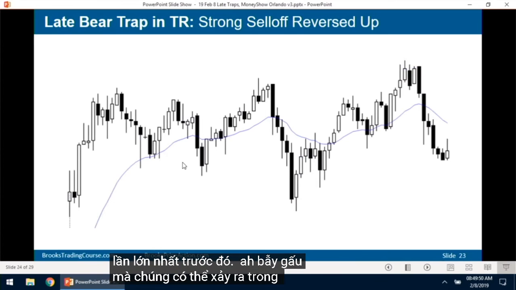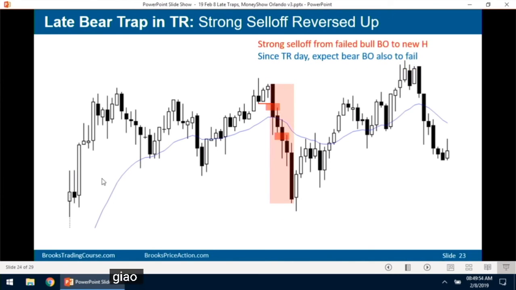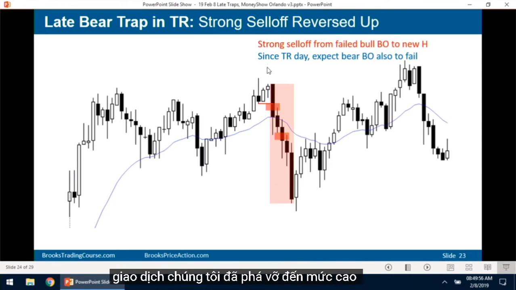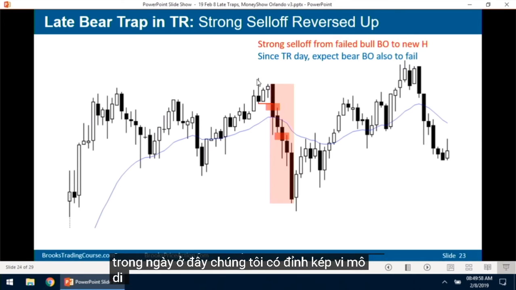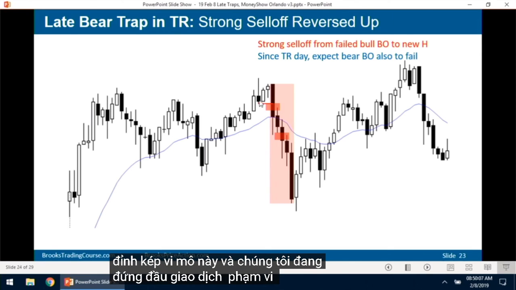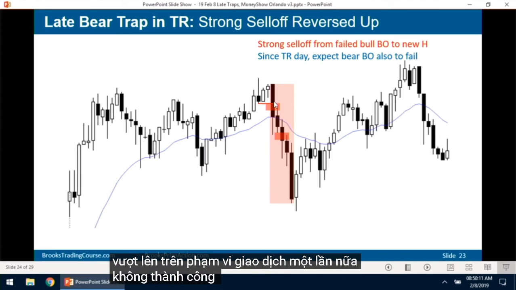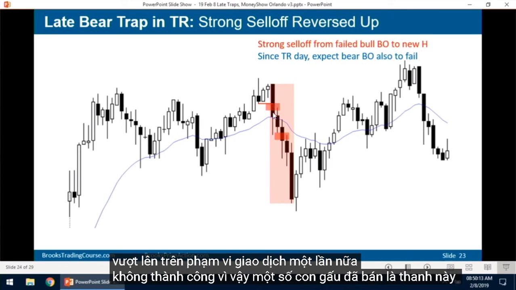Bear traps, they can occur in trading ranges. Trading range, we broke to a new high of the day here. We have a micro double top. We went up, we went down, we went up, we went down. Some traders will sell below that bar because it's the neckline of this micro double top, and we're at the top of a trading range. Tried to break above the trading range, failed. Tried to break above the trading range again, failing. So some bears sold as this bar was forming.